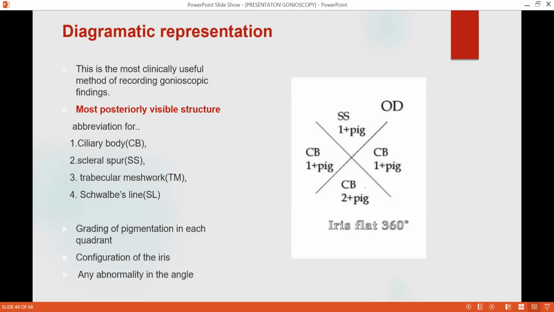So in this diagram, you can see the gonioscopic diagram of the right eye showing the scleral spur seen in the superior quadrant, and in the rest of the 3 quadrants, the structures are visible up to the ciliary body, with 1 plus pigmentation in all 3 quadrants, except in the inferior quadrant, where you see 2 plus pigmentation, and the configuration of the iris is flat in 360 degrees. So in this way, you need to document your gonioscopic findings.